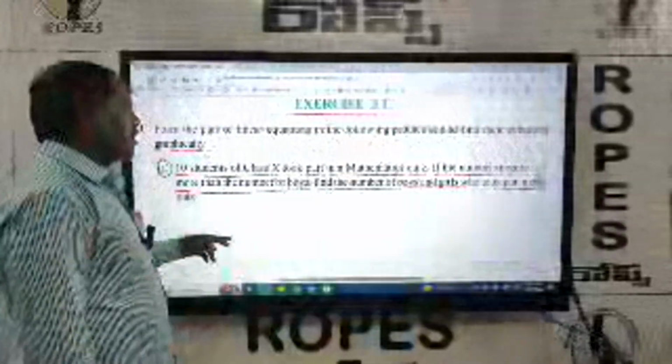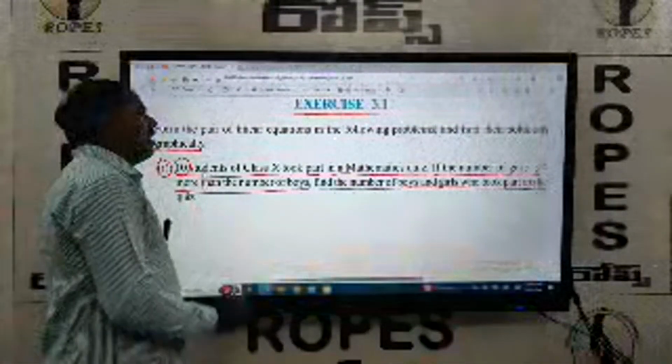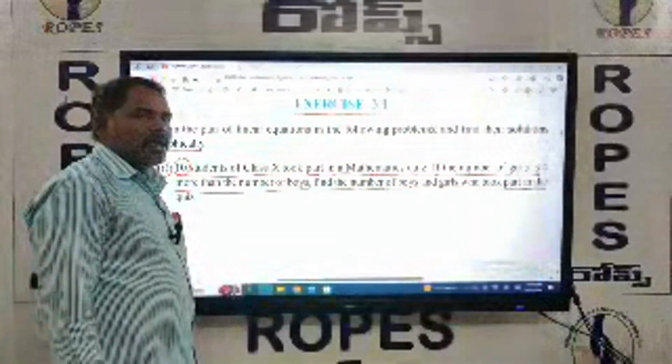First we should learn how to form the equations for the given statement. 10 students of class 10 took part in a mathematics quiz. Now find the number of boys and girls who took part in the quiz. That's what we have to find. So here they mentioned 10 students are participating. Girls and boys are there.